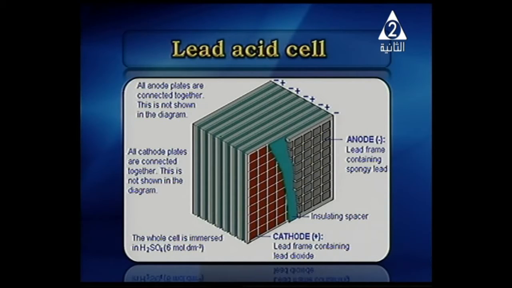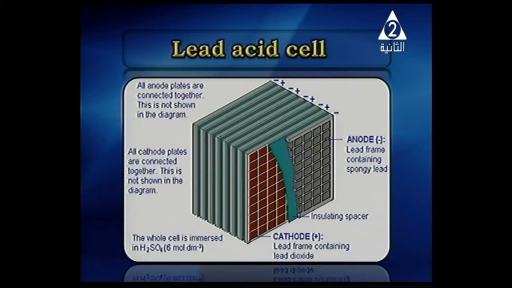And we have the anode. It's very important to know the anode and cathode of each cell, like the cells that we illustrated before, and this cell. I need to know the type of this cell and how many volts are produced, the EMF or electromotive force, of each one of them. The anode: lead frame containing spongy lead.